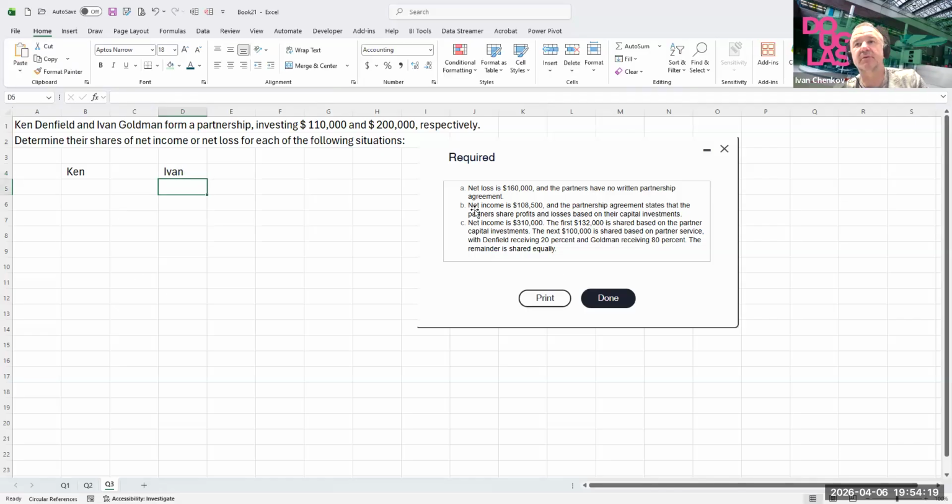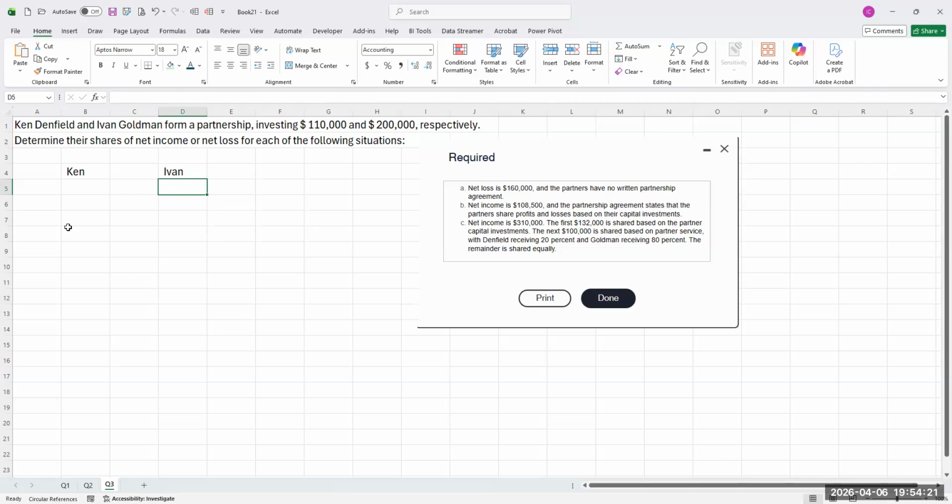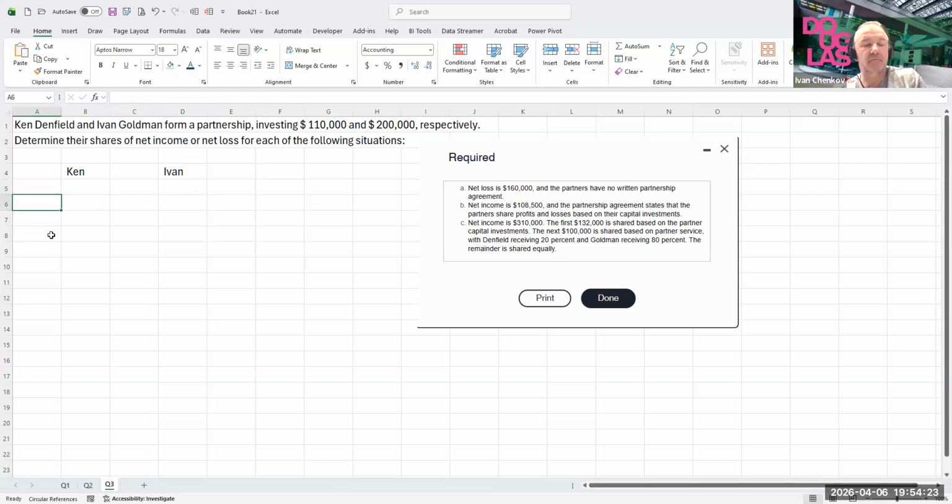If there's no partnership agreement, it's 50-50. So A is on 50-50. If there's no written agreement, 50-50. That's why make sure you have a partnership agreement.